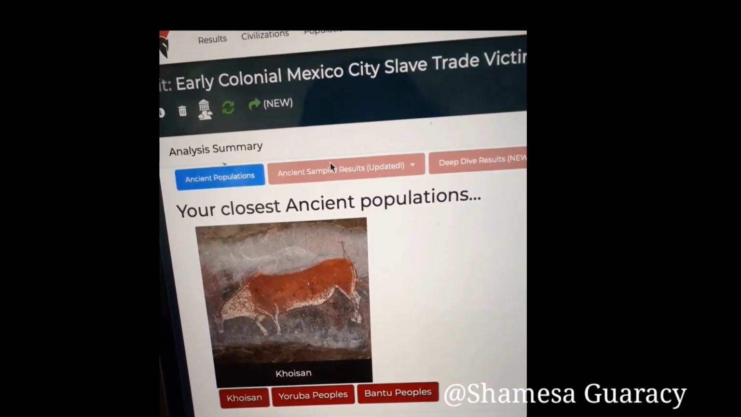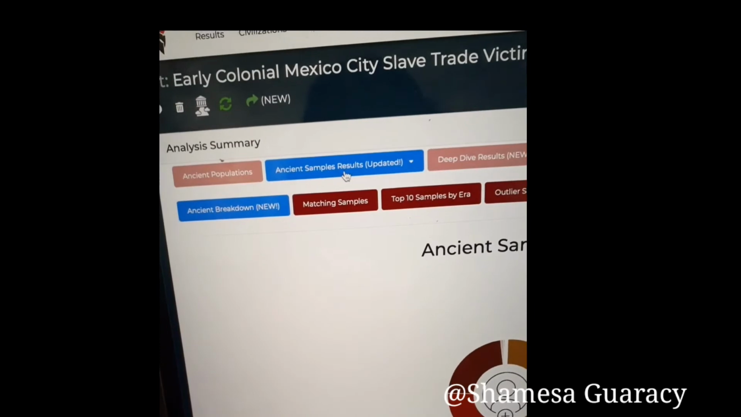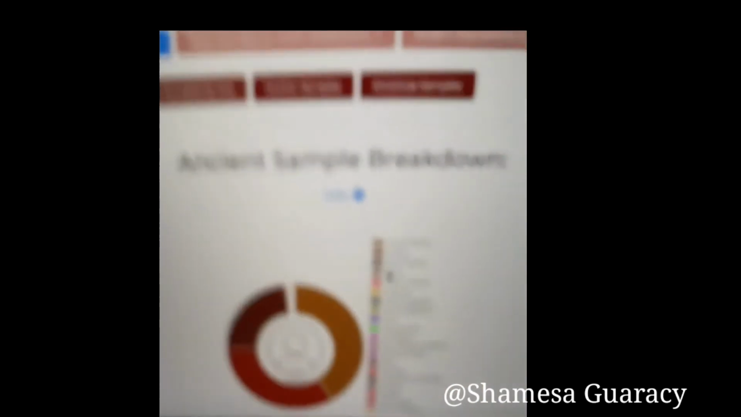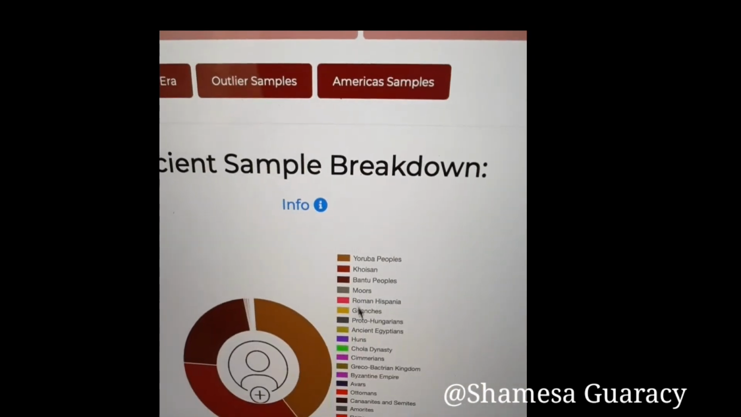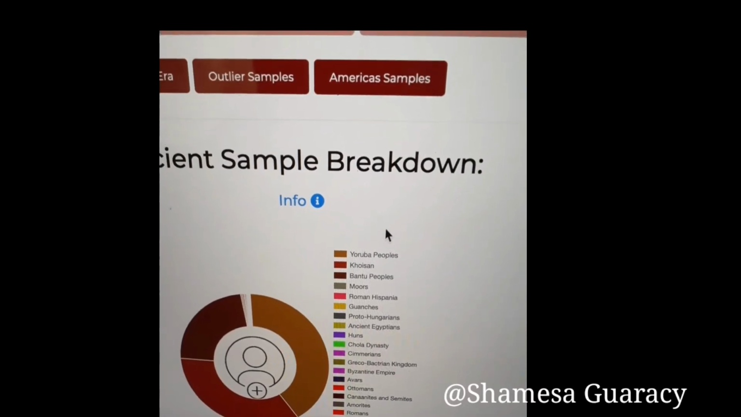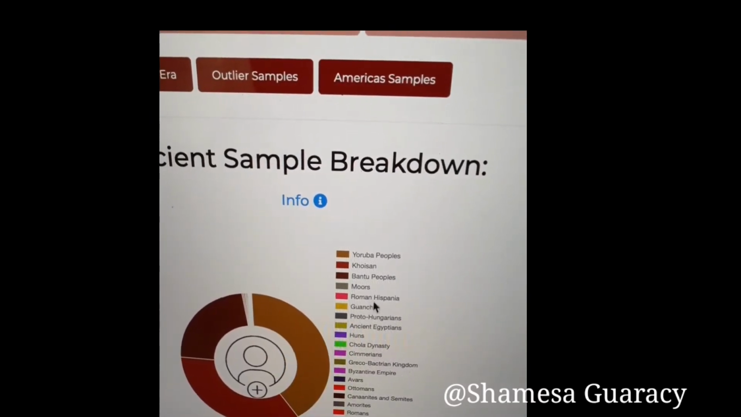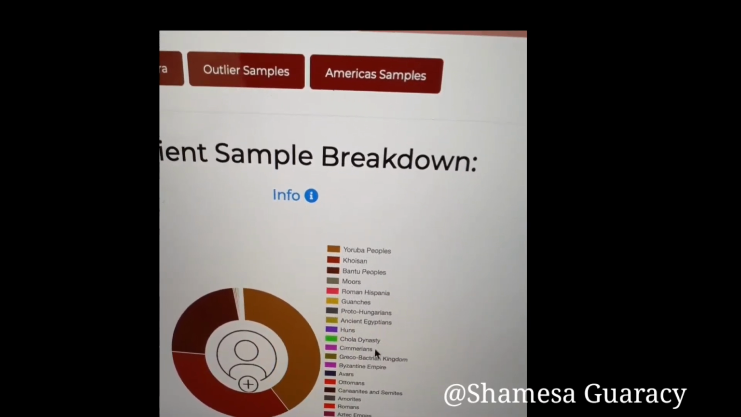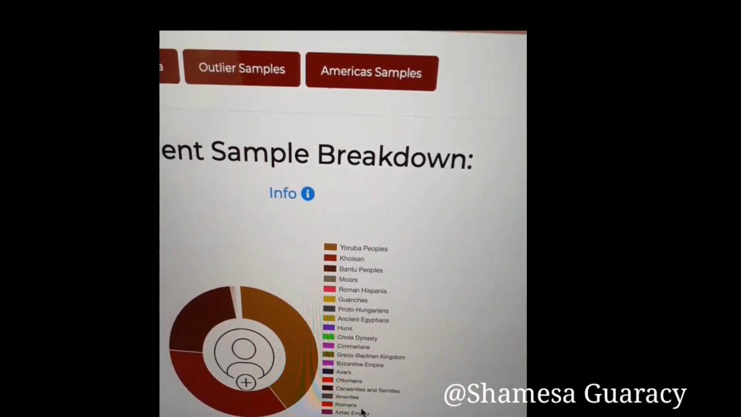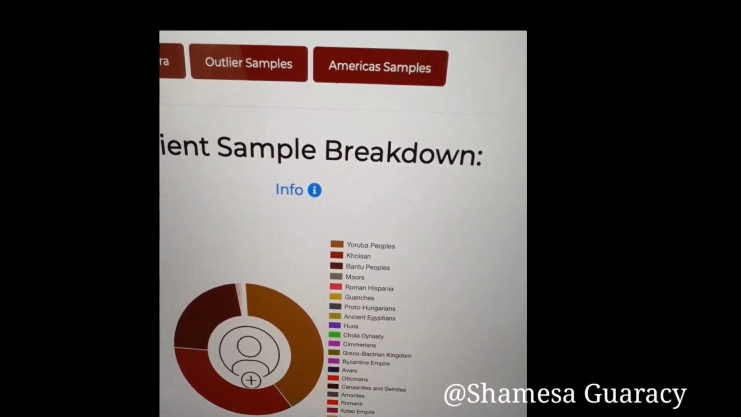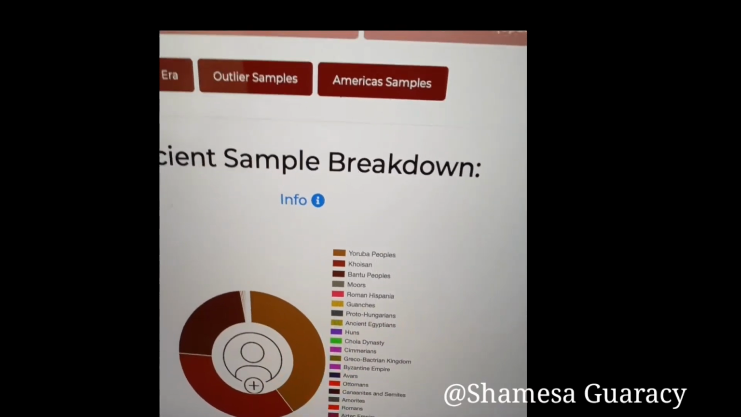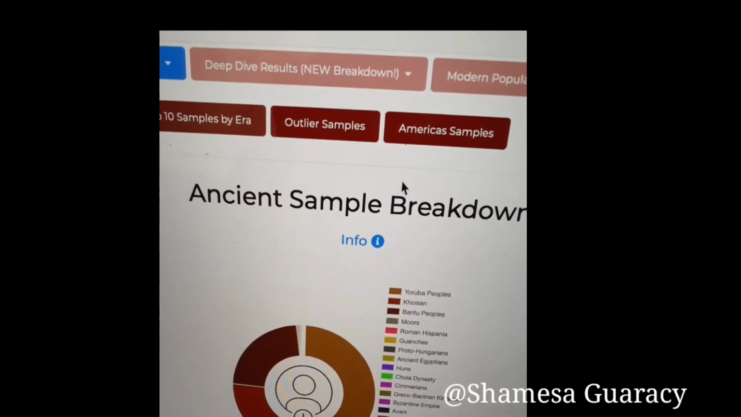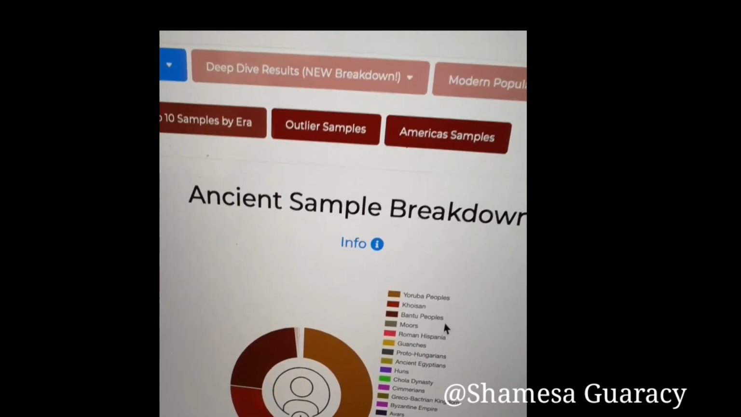And so when I click on ancient sample results, a wheel shows up. Let me see. I hope this isn't blurry. So you see Yoruba, Khoisan, Bantu, Moors, Roman Hispania, Guanches, Proto-Hungarians, ancient Egyptians, Huns, Byzantine, blah, blah, blah. But look here. Aztec Empire. So when I Google this, it says that this person came from West Africa, supposedly in 1472, before Columbus even came over here.